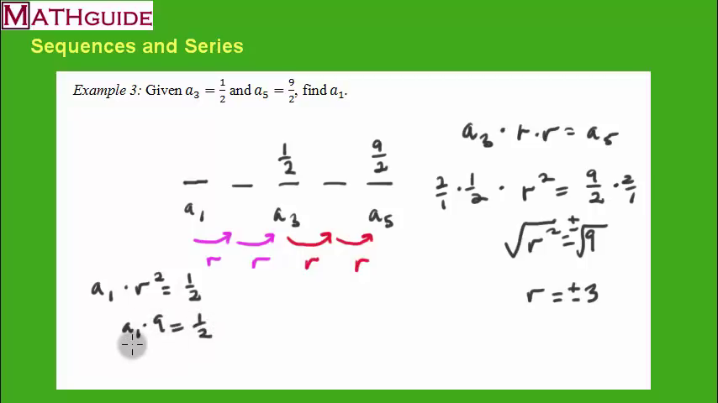Okay, how do we get rid of 9? We're going to multiply by its reciprocal, 1/9. So the 9 and the 1/9 cancel, and you get 1/18. And there you go. There's the first term, and that's what we were looking for. On to the next problem.